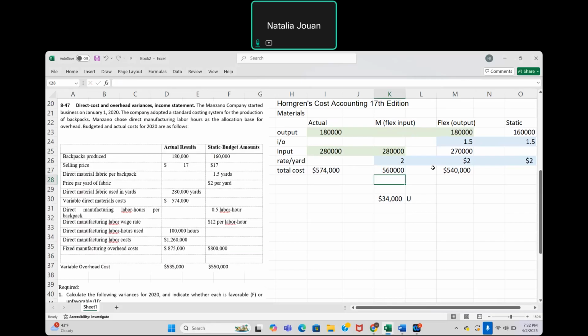If we're going to look at the efficiency variance, we were supposed to use 270,000 yards. We used 280, so we know right away that we're not being efficient. This is going to be an unfavorable variance, and then we see it down here, okay? The result is that we're 20,000 over in our actual numbers compared to our estimate. So it's going to be unfavorable.